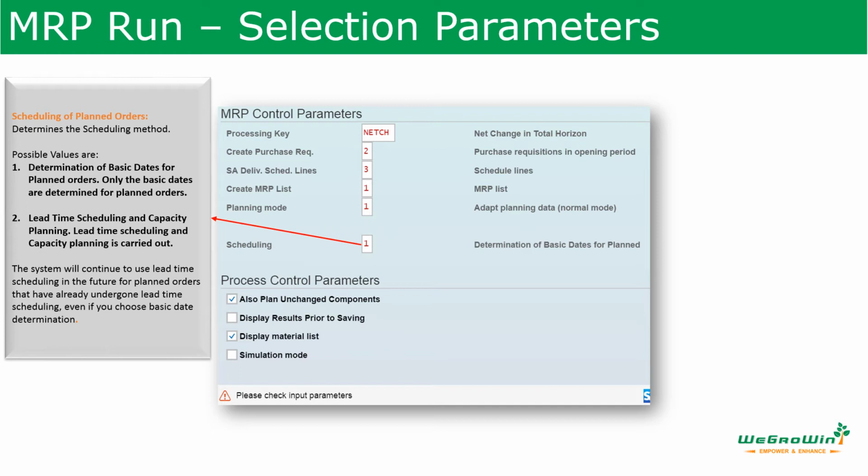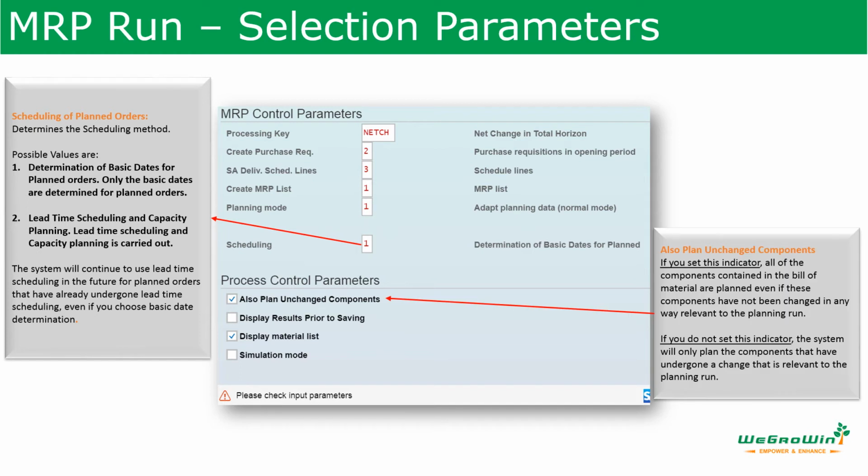Right? So this is the second option. So whether you have to take basic dates or you have to do the detailed scheduling. So here the system will continue to use the lead time scheduling for planned orders that have already undergone the lead time scheduling, even if you use the basic date determination. I mean, if you already ran a lead time scheduling, then the system will continue to use the lead time scheduling, it will go for the basic scheduling for those items.